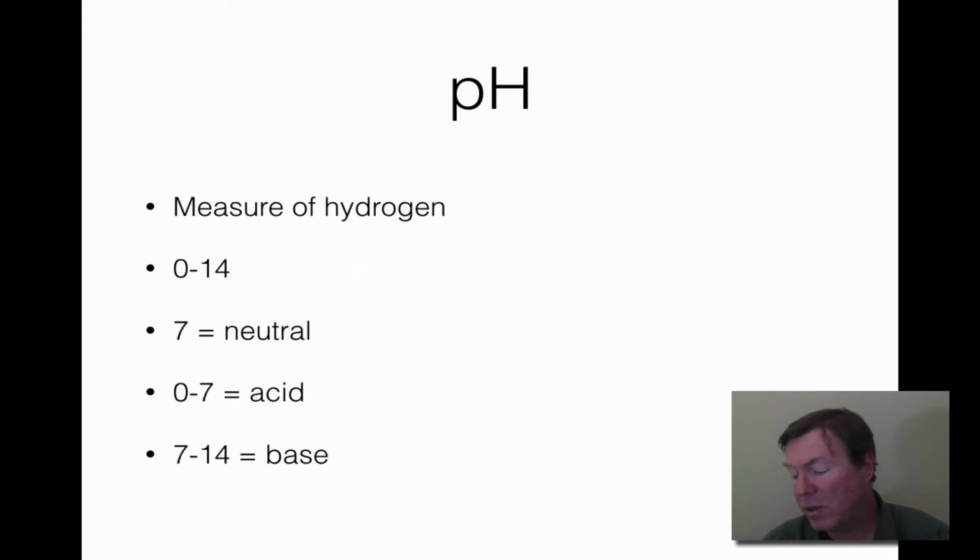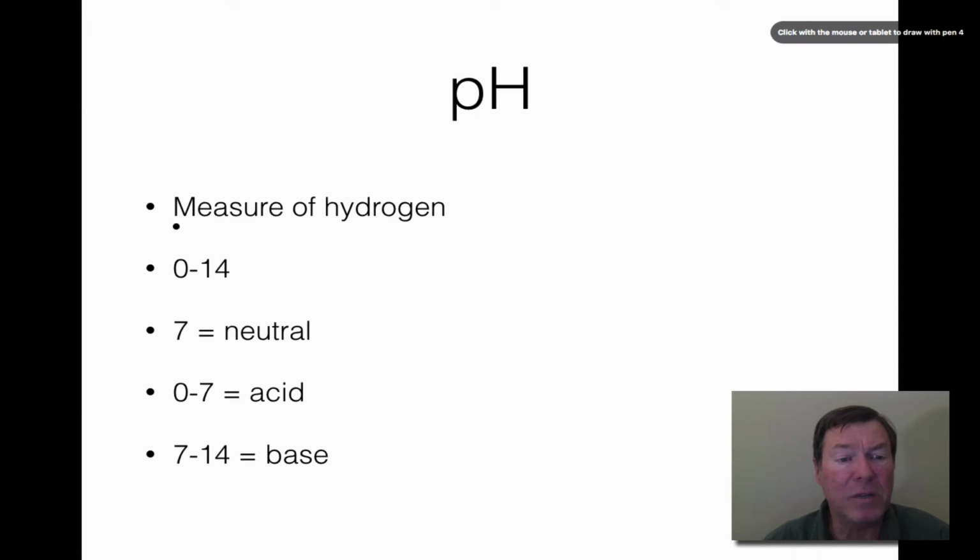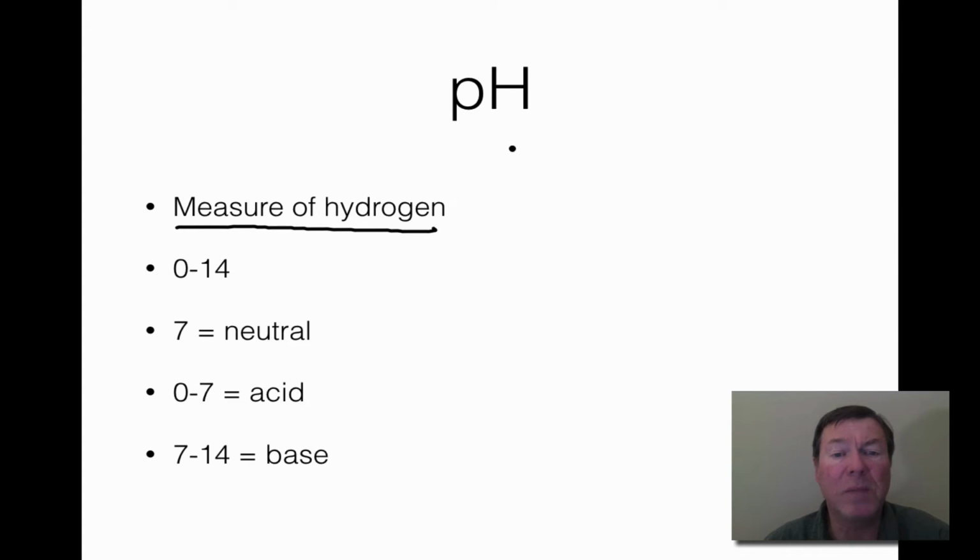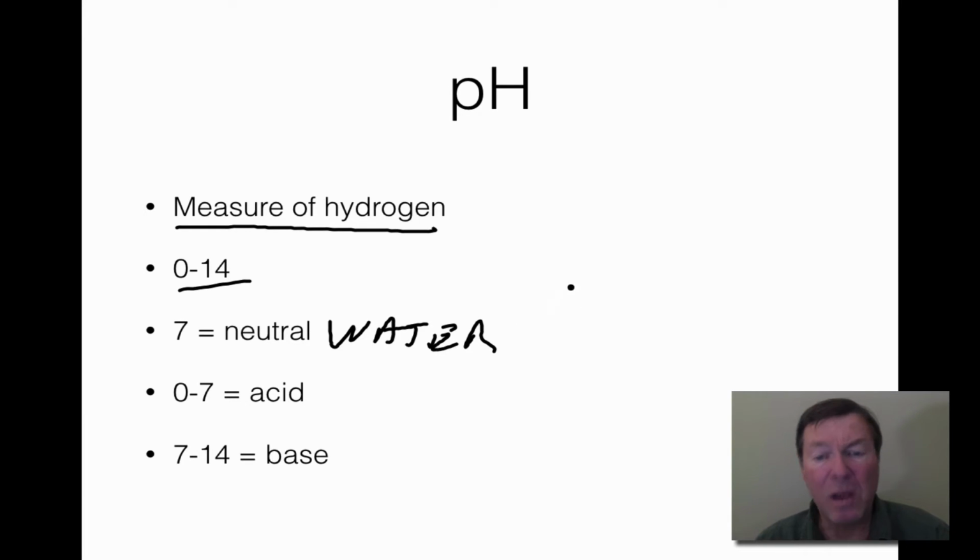pH is the measure of hydrogen. It's on a scale of 0 to 14, where 7 is neutral. Water is a neutral pH. It has 7. Why? Because water is H2O.